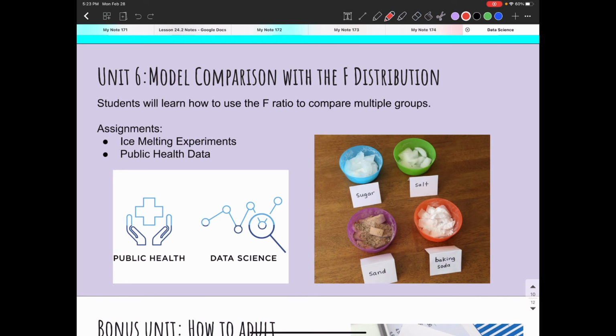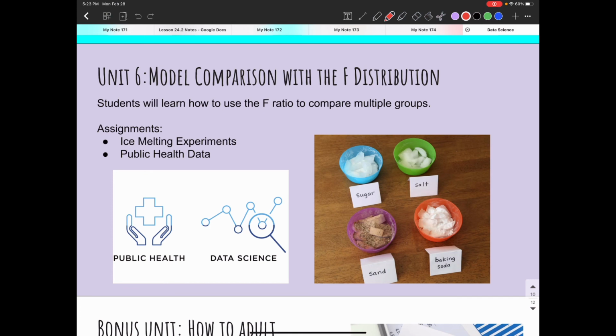In Unit 6, we're going to be talking about model comparison, and students are going to learn how to use the F ratio, which you'll learn about in the class, to compare multiple groups together. An example of an assignment that we'll be doing in this unit is an ice melting experiment. We're going to decide which one of these substances added to ice makes it melt faster: sugar, salt, sand, or nothing. We're going to conduct an experiment, gather some data, create some models, do stuff with that, and then compare all four.